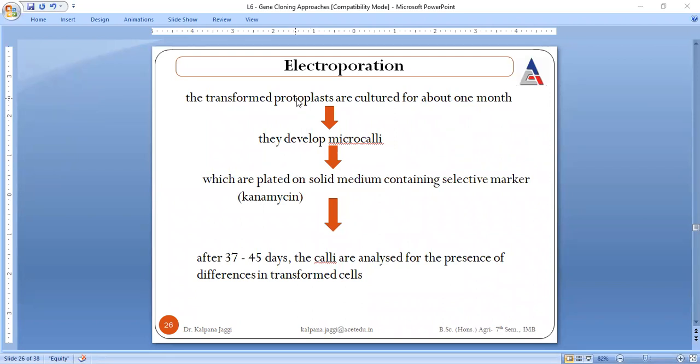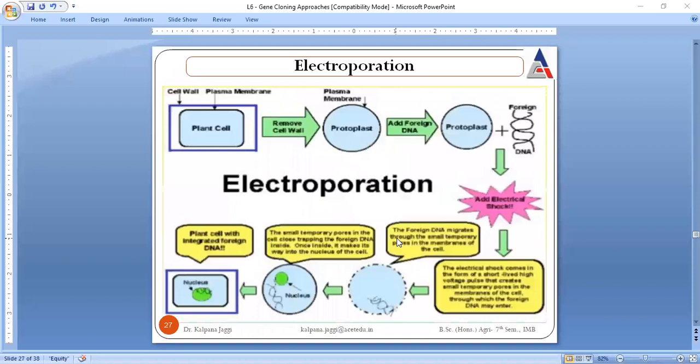So once the transformation has taken place, that means there has been the transfer of the gene construct, then we can place it onto the media and allow the development of microcalli. And these microcalli can later be allowed to grow on the media that has all the nourishment. So slowly roots will grow, then shoots will grow, and then the whole plant will grow. And later on, the plants can be transferred into the soil.